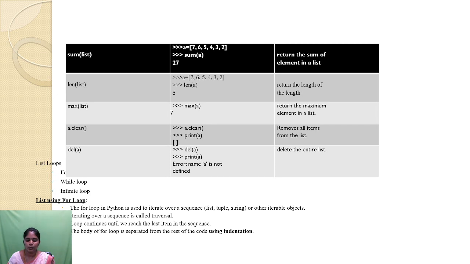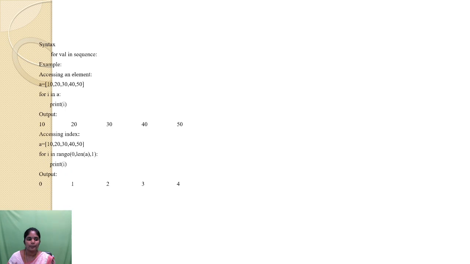The for loop in Python iterates over a sequence. The sequence may be a list, tuple or string. Iterating over a sequence is called traversal. The loop continues until we reach the last item in the sequence. Likewise, we perform the looping operation in the for loop.